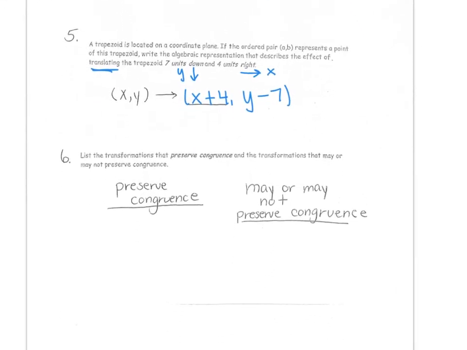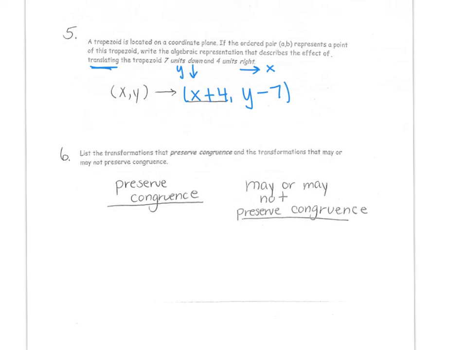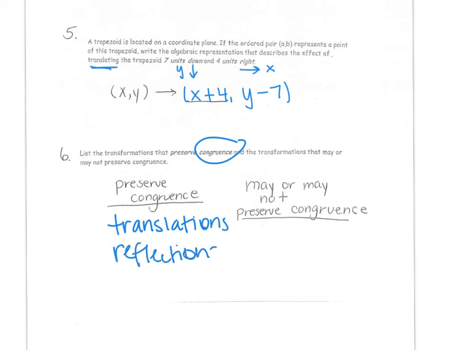Okay. Number 6 talks about listing the transformations that preserve congruence. So we want to know what transformations are congruent and which ones are not. We've talked about this over and over in class, and we said that translations are always congruent. Reflections are always congruent. Rotations are always congruent because all we're doing is moving those. But dilations are not congruent unless they have a scale factor of 1 because they get bigger or smaller.